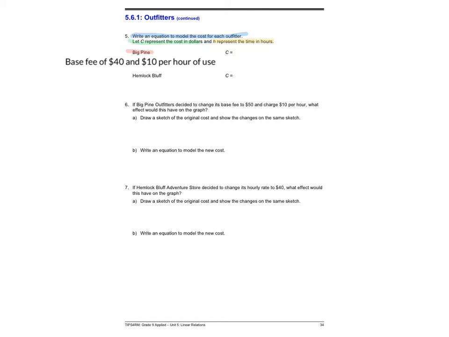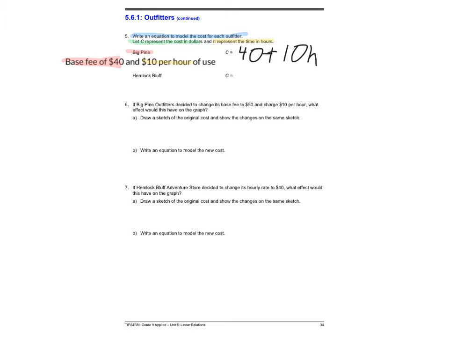Well, we're told that we have $10 for every hour of use, and we also have this base fee of $40. Okay, so for this equation, we're going to need to show both pieces of information. We start with our cost being our $40 that we have to pay, and we have to pay an additional $10 for every hour. So there we have our equation.